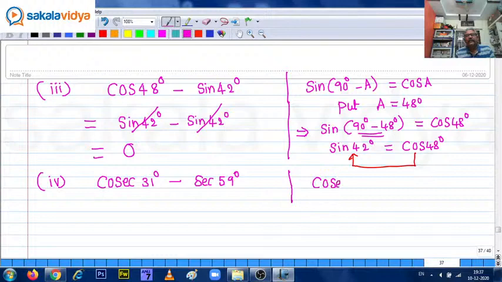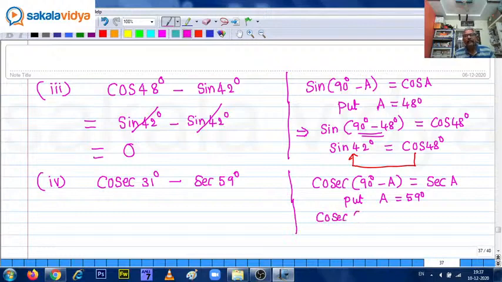Cosecant of 90 degrees minus A changes to sec A. Now put A equals 59 degrees. So in the light of this problem, if you substitute A is equal to 59, what do you get? Cosecant of 90 degrees minus 59 equals secant of 59 degrees. So this is cosecant of 31 degrees equals secant 59 degrees.